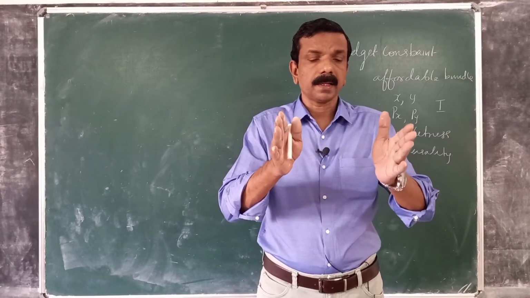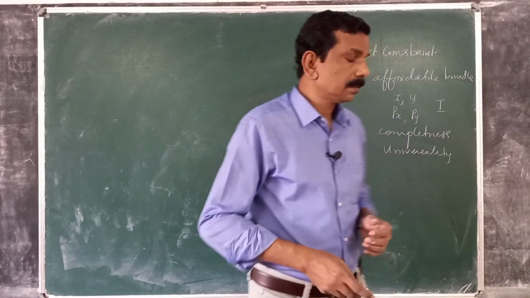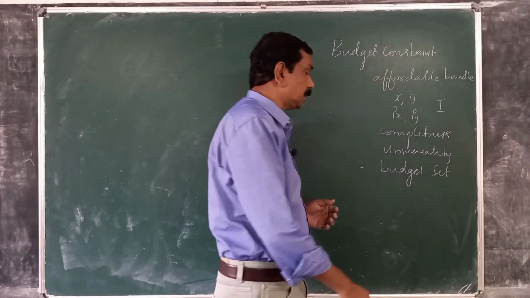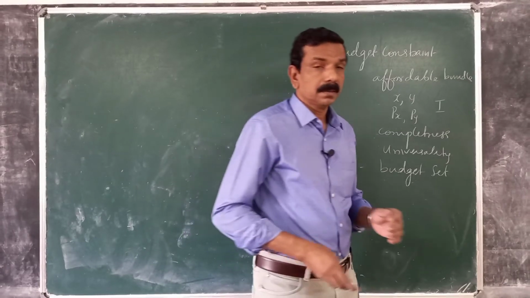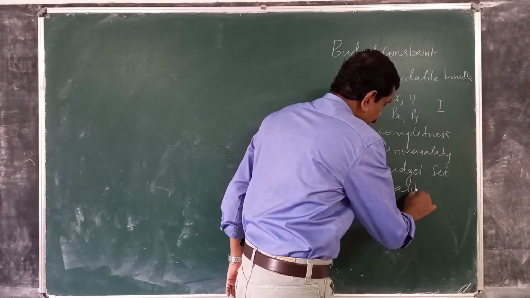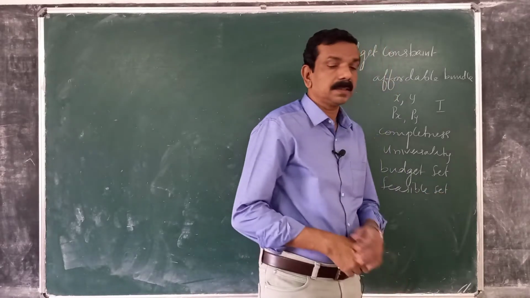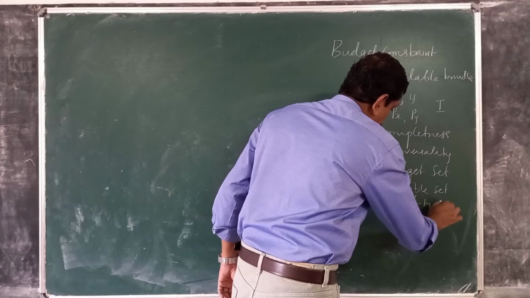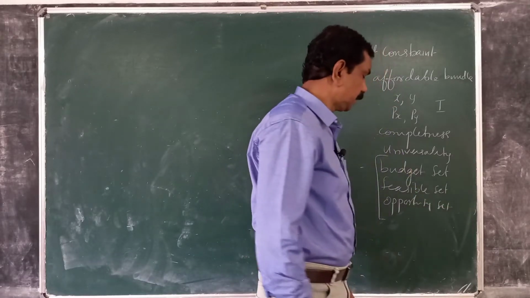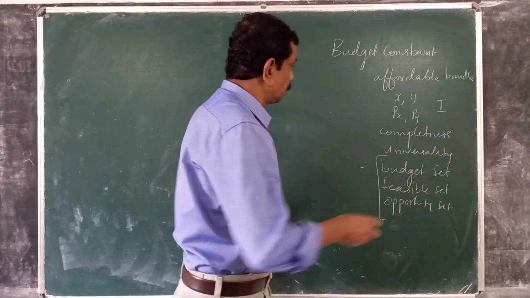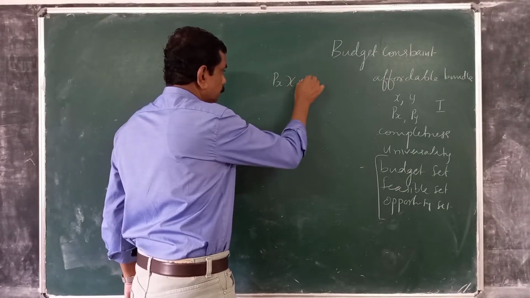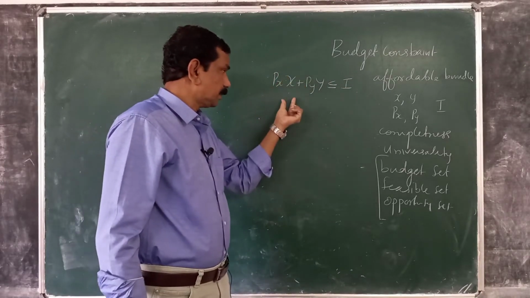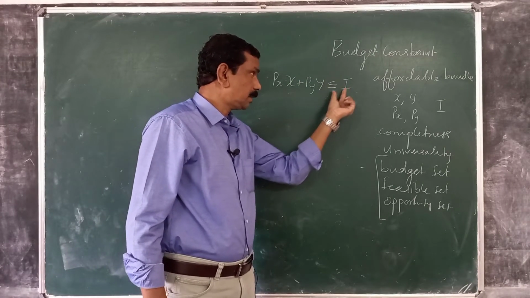Given these assumptions, a consumer is constrained by what is known as a budget set, also known as the feasible set, or opportunity set, which is given as Px into X plus Py into Y less than or equal to I, where Px is the price of X, X is the quantity of X, Py is the price of Y, Y is the quantity of Y, and I is income.